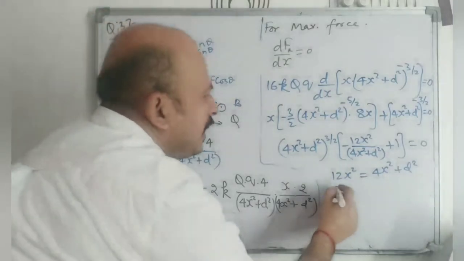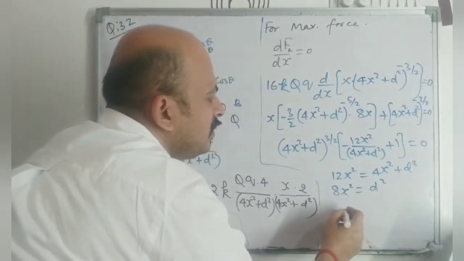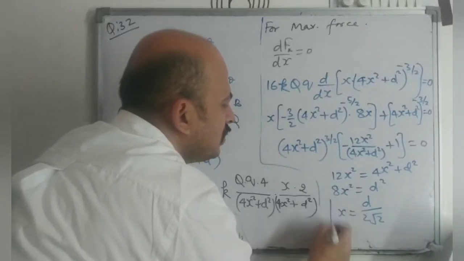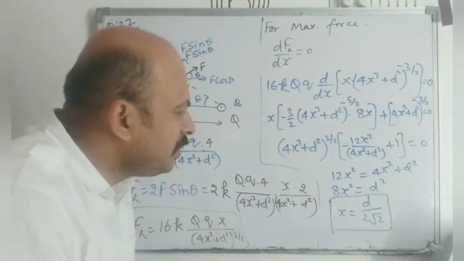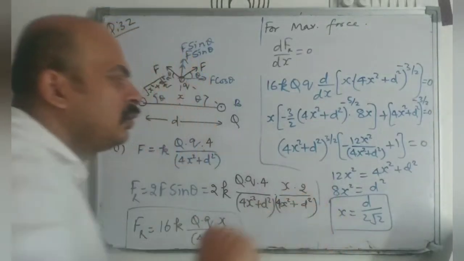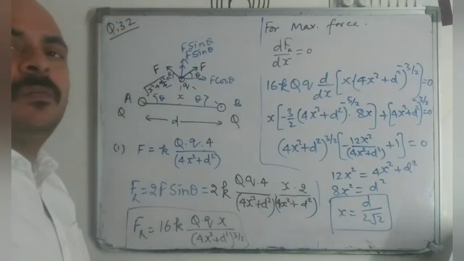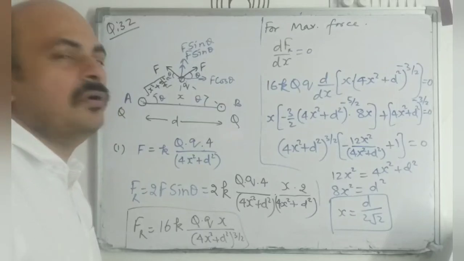That will be 8x square is equal to d square. So x will be equal to d by 2 root 2. That will be your answer. 2 root 2 is square root of 8. So x, this will be the position where electric field and force will be equal to 0.